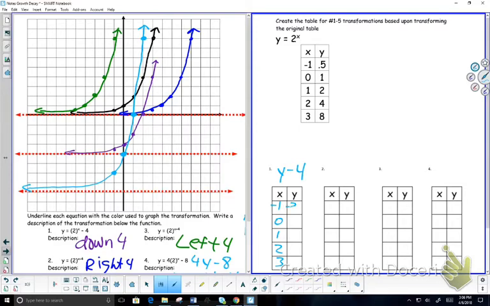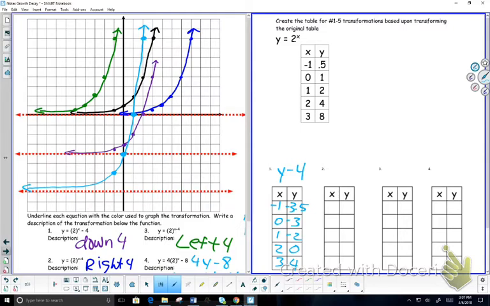1/2 minus 4 is negative 3.5. 1 minus 4, negative 3. 2 minus 4, negative 2. 4 minus 4, 0. Isn't it y minus 4, down 4? And then I got 8 minus 4 is 4. So do you see how I made my table work out the same thing? Even when I did it here, I could just count down 1, 2, 3, 4. That's the same thing, subtracting 4 from all my y values.